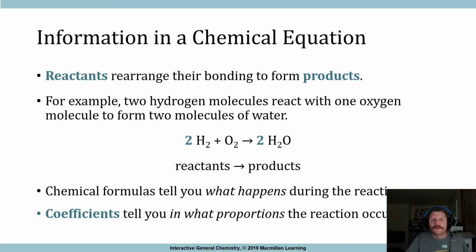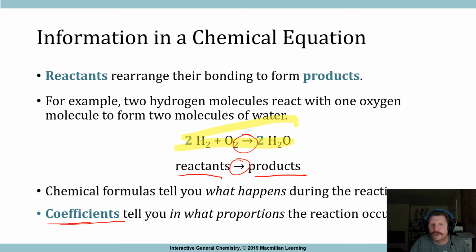Anyway. Okay, information in a chemical equation. So first of all, what you need to wrap your mind around is that a chemical equation is presented like what we've got right here. Now, what we have are reactants that rearrange their bonding to form products. On the left-hand side, we've got our reactants. On the right-hand side, we've got our products, and we've got this nice little arrow pointing us from our reactants to our products. Chemical formulas tell you what happens during that reaction. Coefficients are the very important part that tell you in what proportions the reaction occurs.